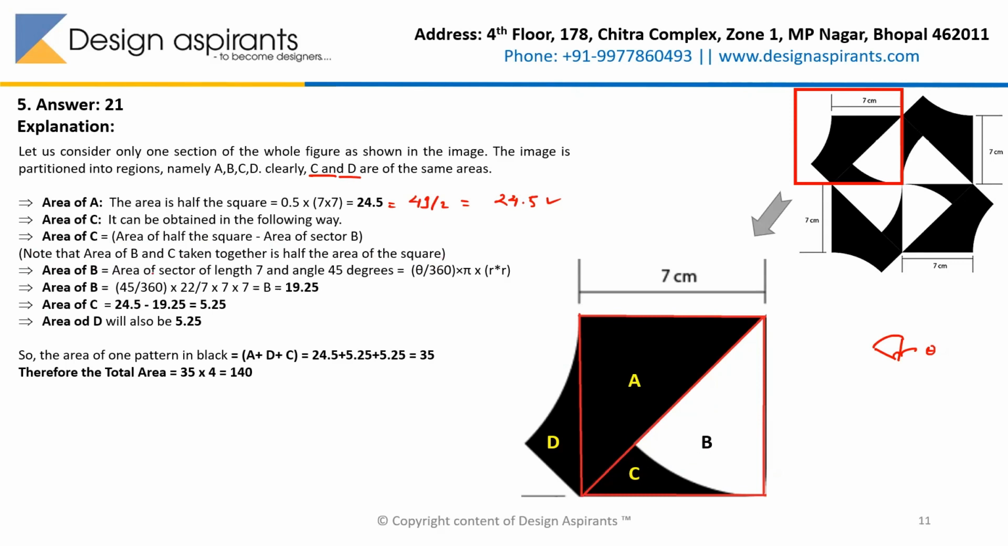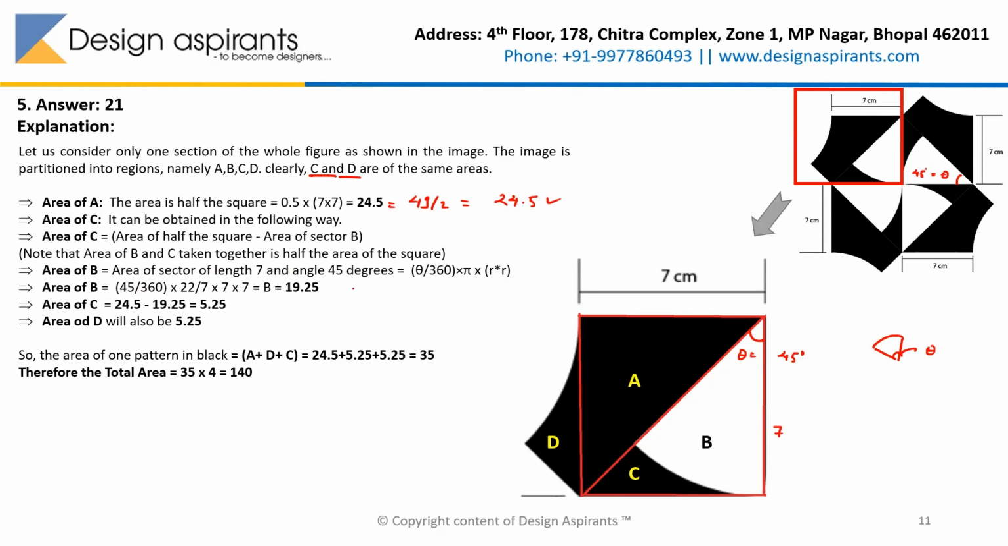Now area of B is equal to sector of length 7 centimeters. So this length is 7 centimeters, and the angle is 45 degrees. Why is it 45? Can someone tell me? Half of 90 degrees of the square. Very good. Half of 90 because this is making a right angle over here also. So if you see clearly, this is a right angle triangle, and this is just half of it. So theta is equal to 45 degrees in this case. Okay, so this is also evident.